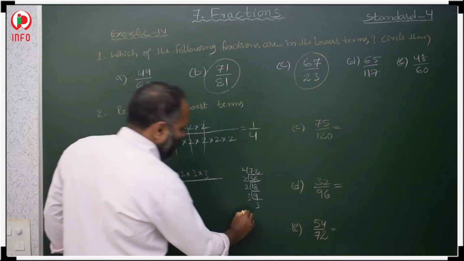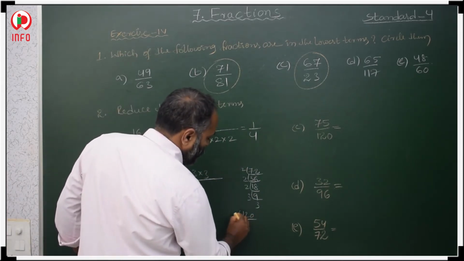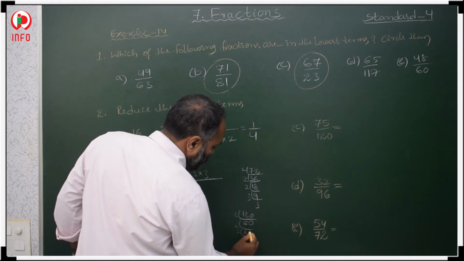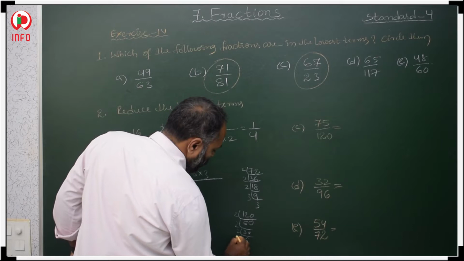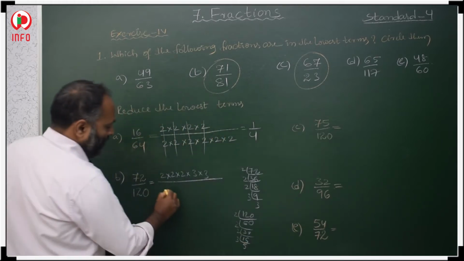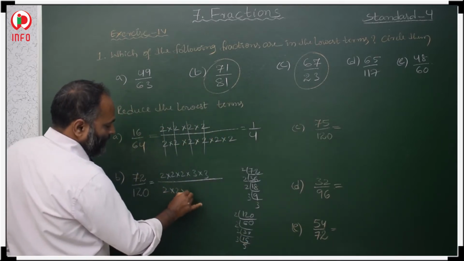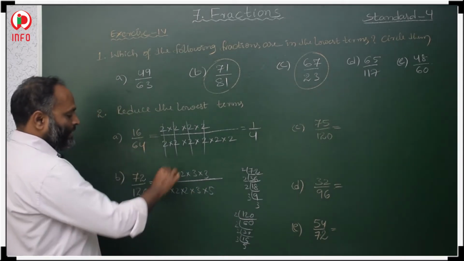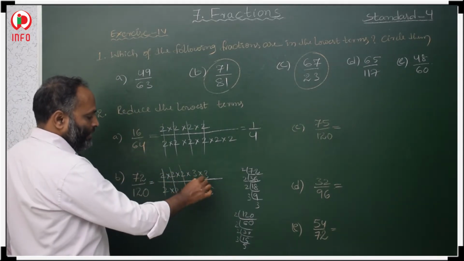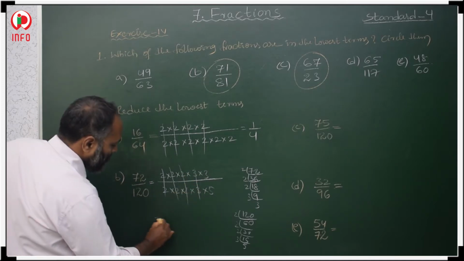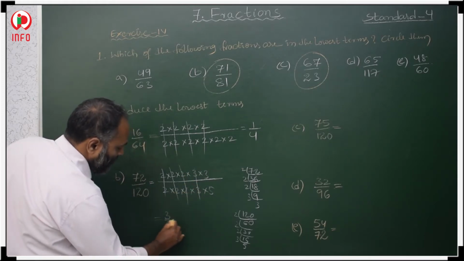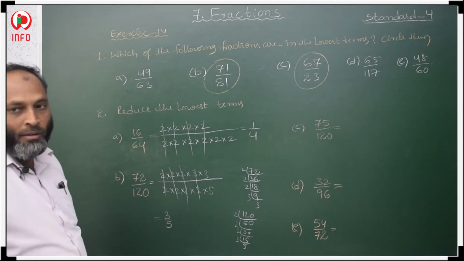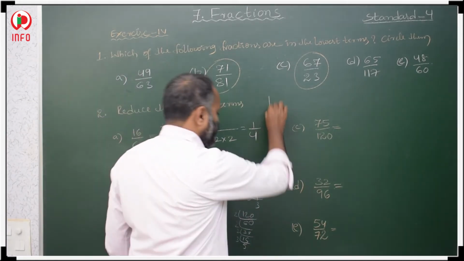Then 120. How to write 120? 2 60s are 120, 2 30s are 60, 2 15s are 30, 3 5s are 15. So 3 times 2, 2 into 2 into 2 into 3 into 5. One 2 cancels, one 2 cancels, one 2 cancels, one 3 cancels. The answer is 3 by 5. Lowest term 3 by 5. 3 by 5 is in lowest terms.